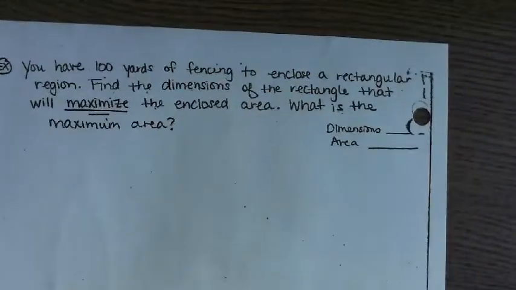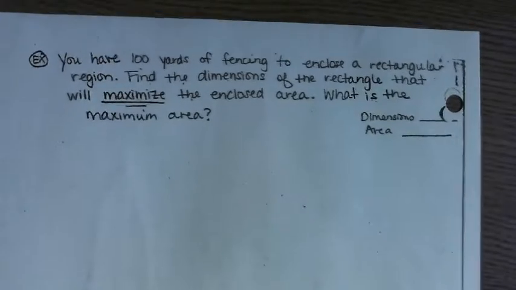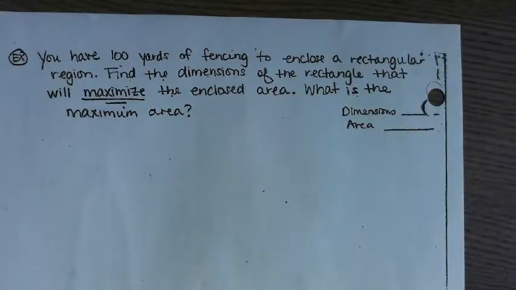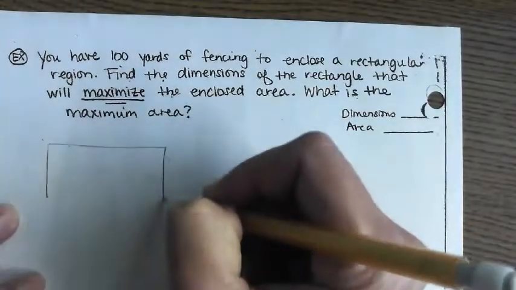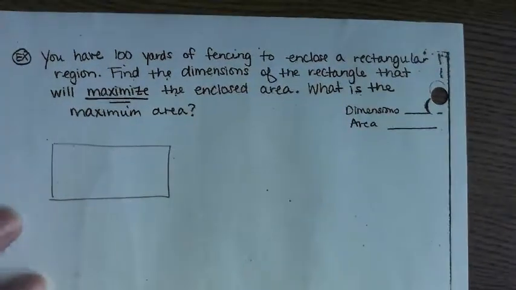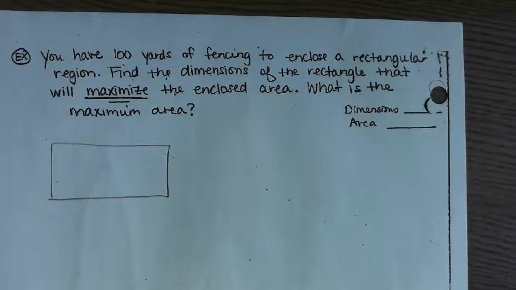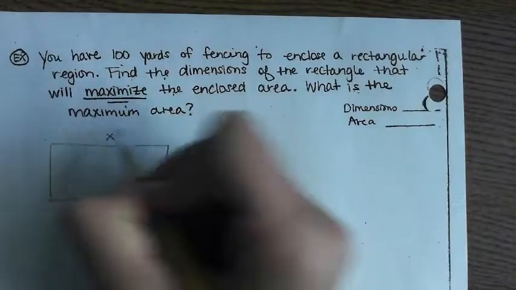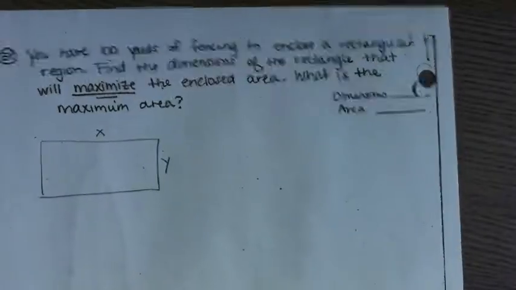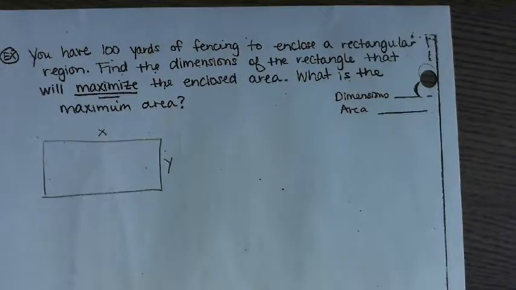Is this 2.2? Oh, this is where the maximizing questions come in. You have 100 yards of fencing to enclose a rectangular region. Find the dimensions. So if I label one side X and the other side Y, the fact that I have 100 yards of fencing is going to give me one equation. What will that equation look like?